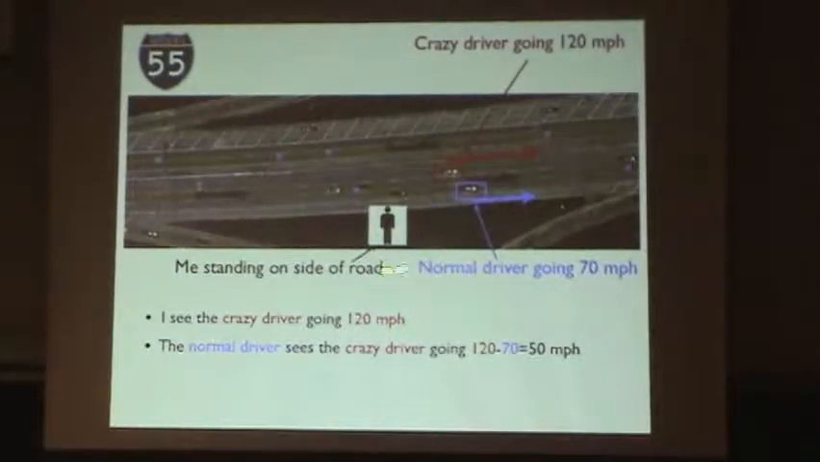So obviously this is me standing on the side of the road, my car broke down or something, so I'm standing there. And you're driving at a normal speed of 70 miles an hour. I'm not advocating driving 70 on I-55. I'm just making an observation that if you don't, then you get run off the road like I did.